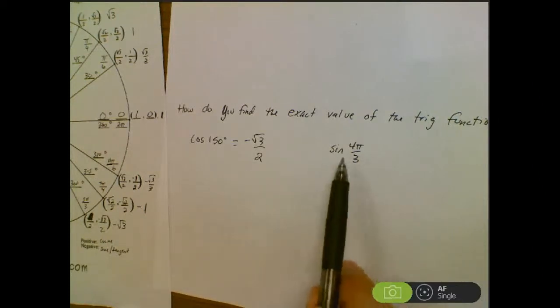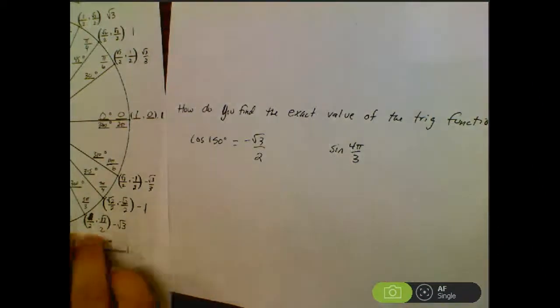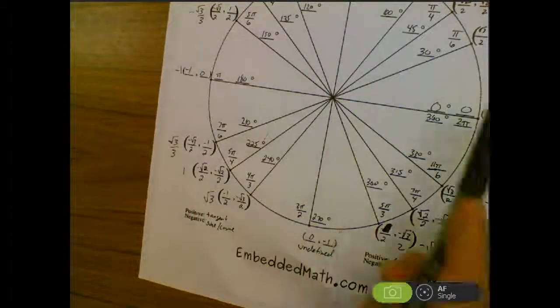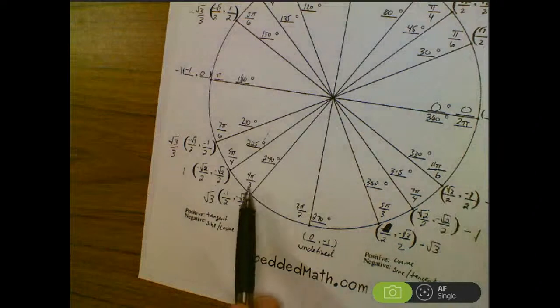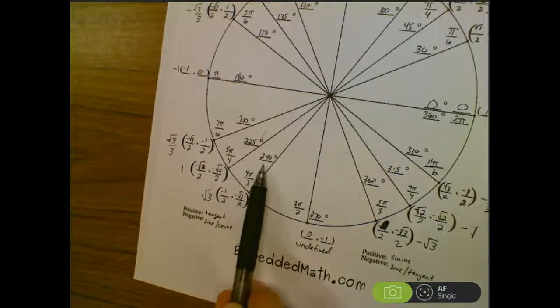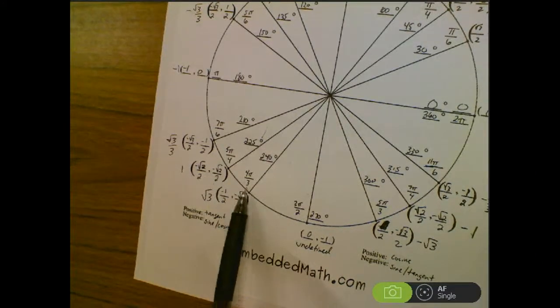Then we'll put some radians in here. Sine of 4 pi over 3. The nice part about these answers is you're going to find them on your unit circle. Where's 4 pi over 3? Right there. 240 degrees. And we're looking at sine. So the sine of this angle, either sine of 240 if you put it in your calculator, or sine of 4 pi over 3, is going to give you that same answer.